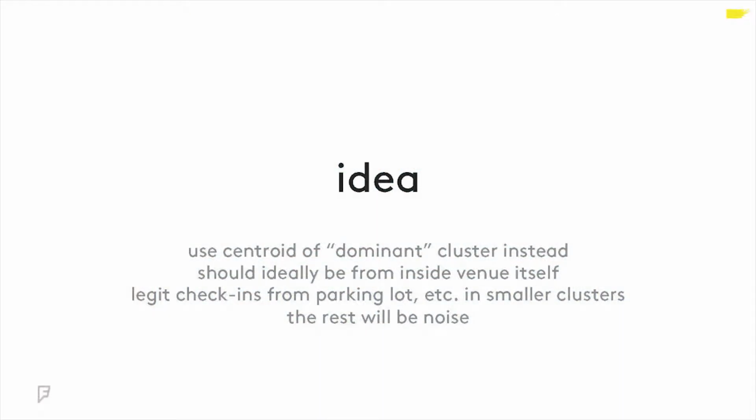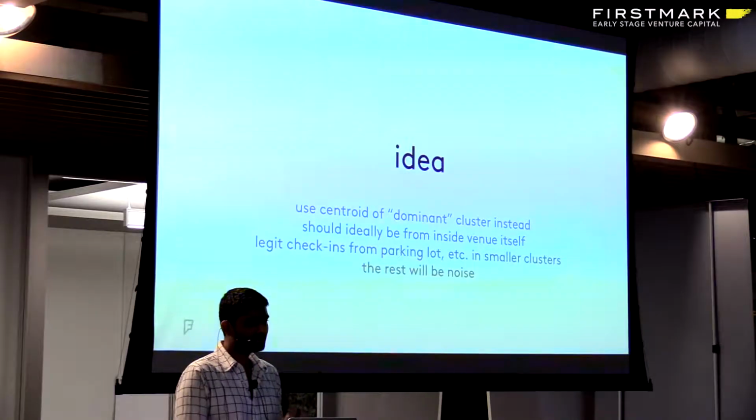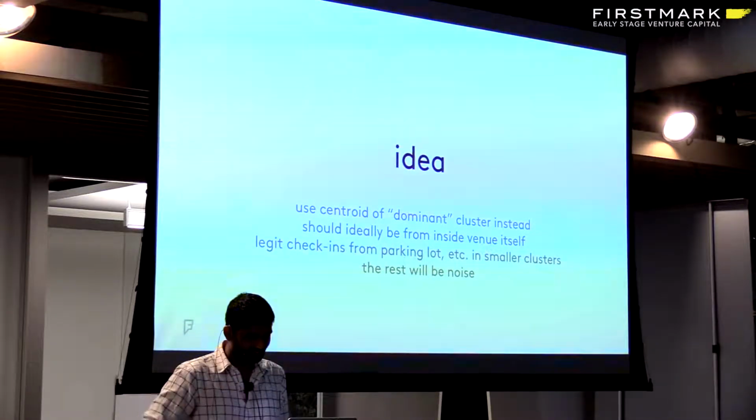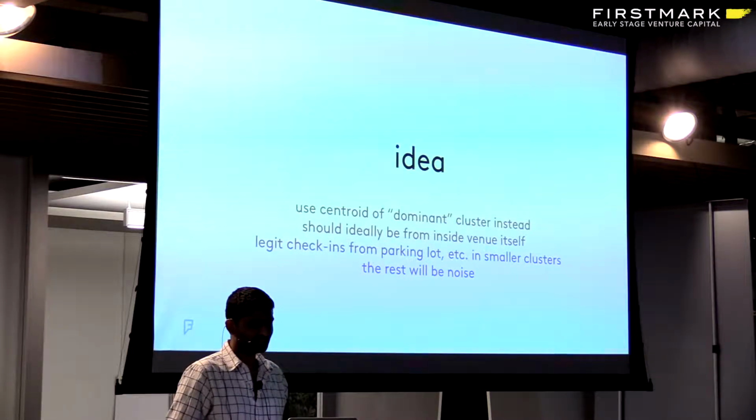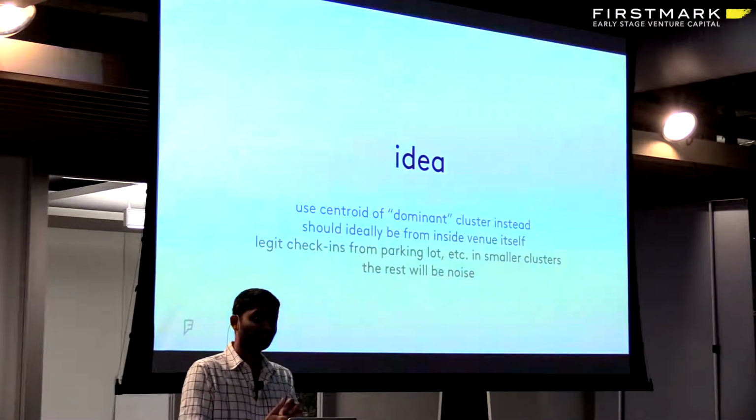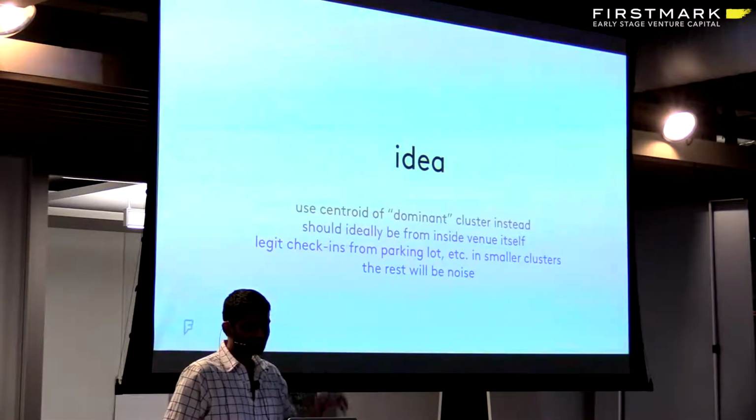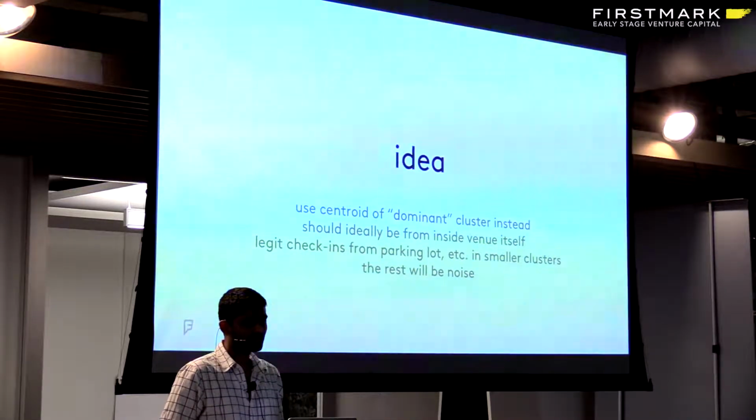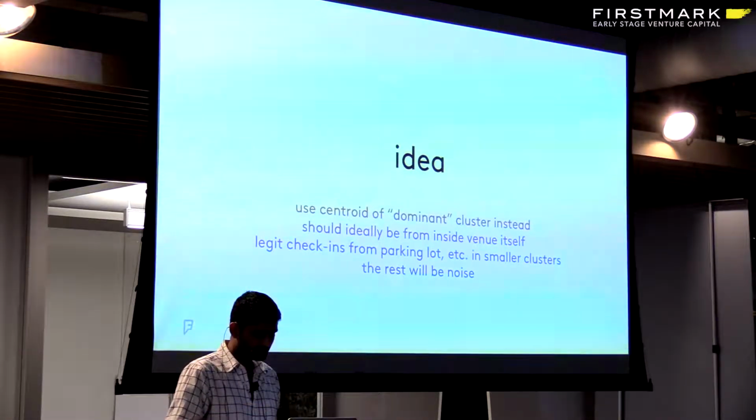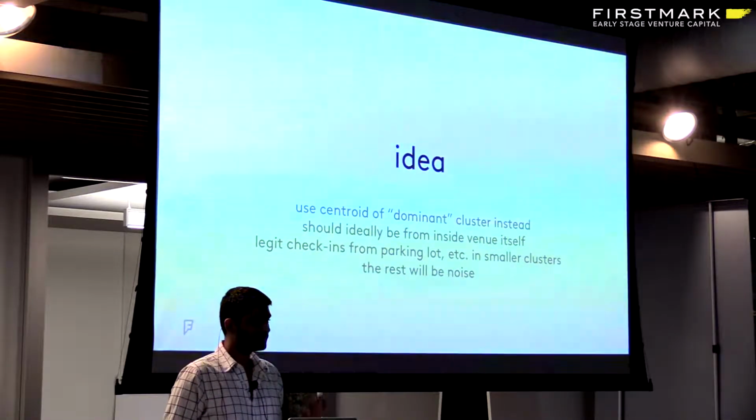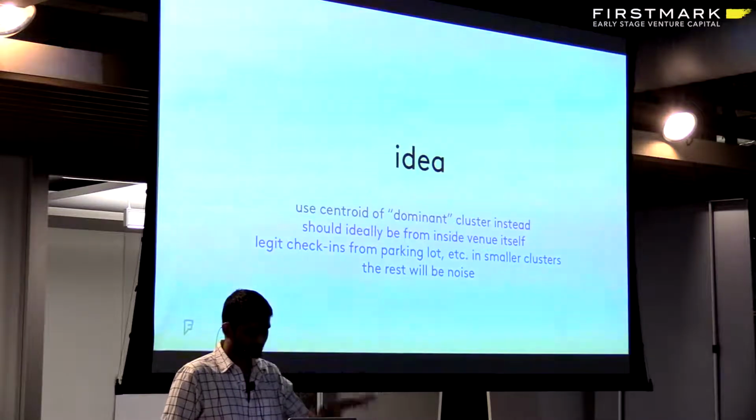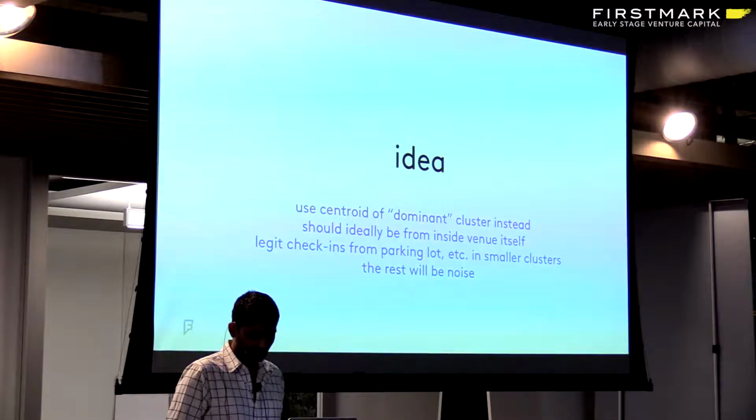The observation was that check-ins are inherently clustered because of the underlying patterns of user behavior that generate them, right? So the idea was if we could find clusters of check-ins and then use the centroid of just the dominant or the largest cluster rather than the centroid of all check-ins, then maybe that would give us a better lat long. And the hope was that the dominant check-in cluster that we found would correspond to the check-ins that originated from inside the venue. Now, we also expect that there will typically be smaller clusters that correspond to legitimate check-ins from the parking lot or from across the street, and anything else is noise for our purpose.